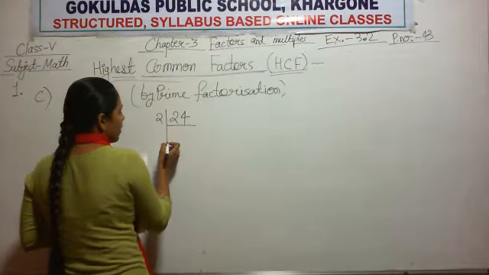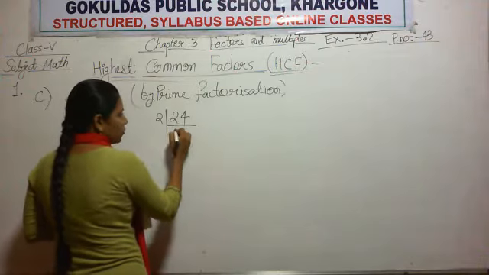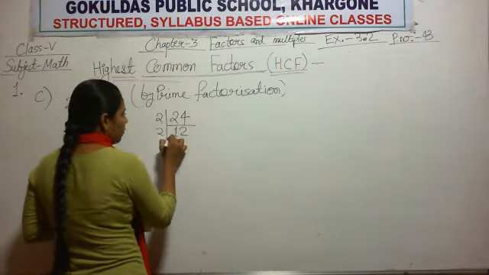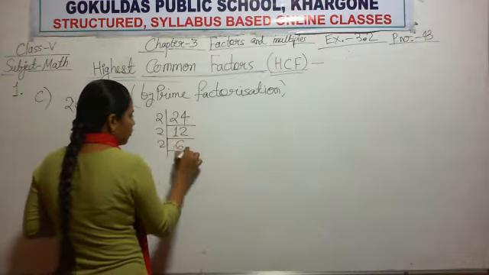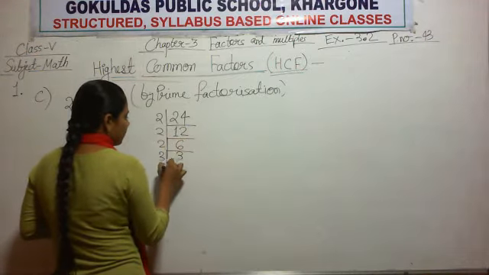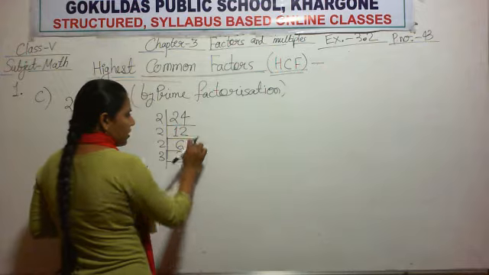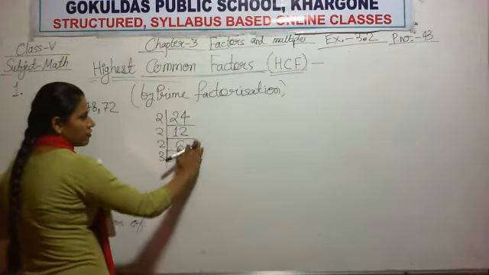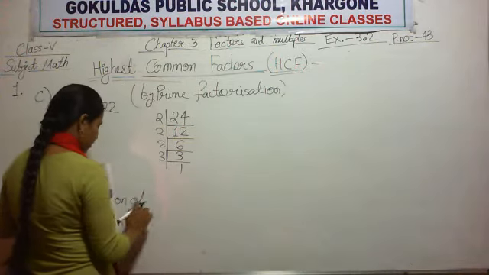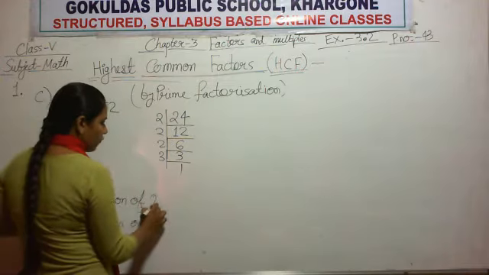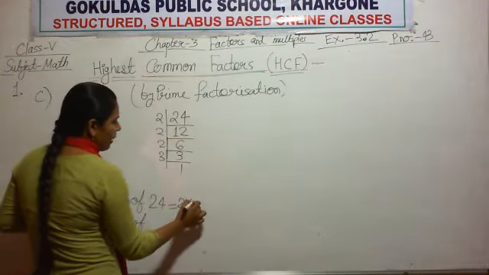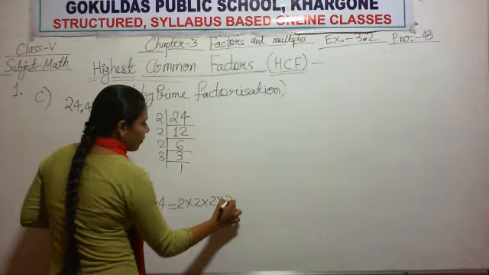24 is an even number. I am finding its prime factors. 2 ones are 2, 2 twos are 4, 2 6s are 12, 2 3s are 6, 3 ones are 3. I have to follow this division process till I get 1. So prime factorization of 24 is equal to 2 multiplied by 2 multiplied by 2 multiplied by 3.